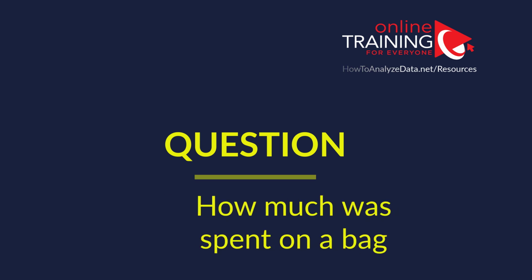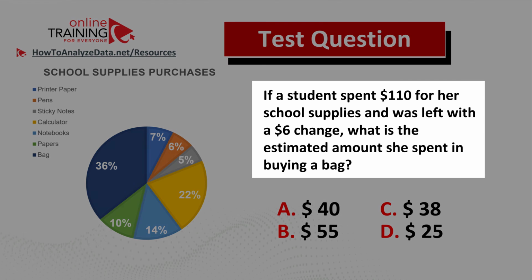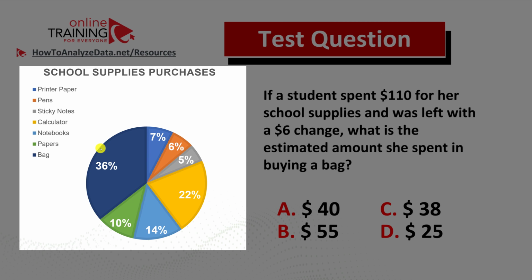Let's look at the interesting question, which tests your knowledge of math and ability to do calculations. If a student spent $110 for her school supplies and was left with a $6 change, what is the estimated amount she spent in buying the bag? And you're presented here with the pie chart, which shows spending percentages in multiple different categories. You have printer paper, pens, sticky notes, calculator, notebooks, papers, and bag.